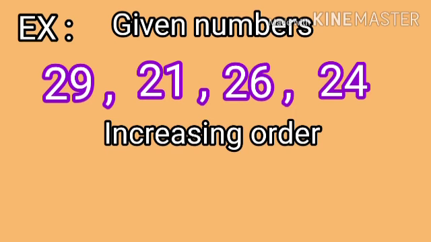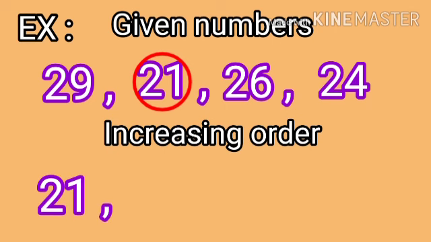That is 21. So, to write increasing order, we should write the smallest number at first position of increasing order. So, write 21 at first position. By rewriting 21 in the increasing order, here we have only 3 numbers. Those are 29, 26, 24. Out of these 3 numbers, which is the smallest one?